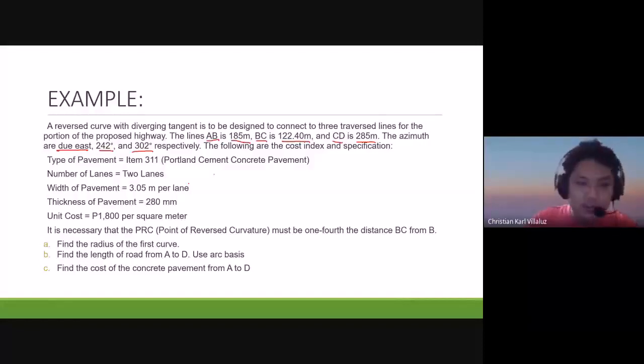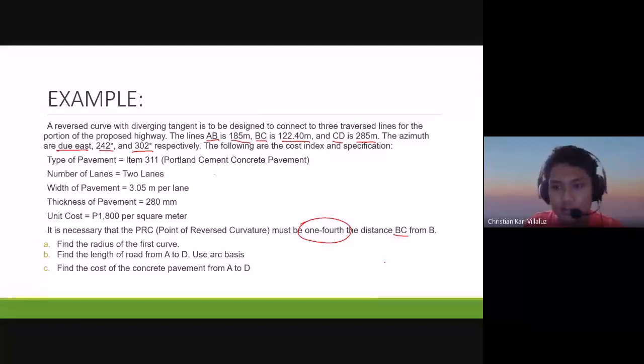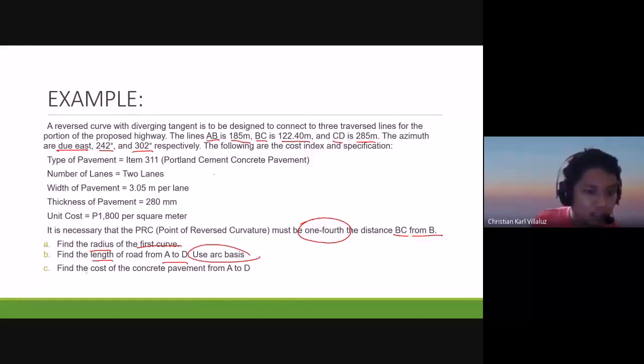It is necessary that the point of the reverse curve must be 1/4 the distance from BC, from point B. So find the radius of the first curve. Find the length of the road from point A to D. We use arc basis. Find the cost of concrete pavement from point A to point D.